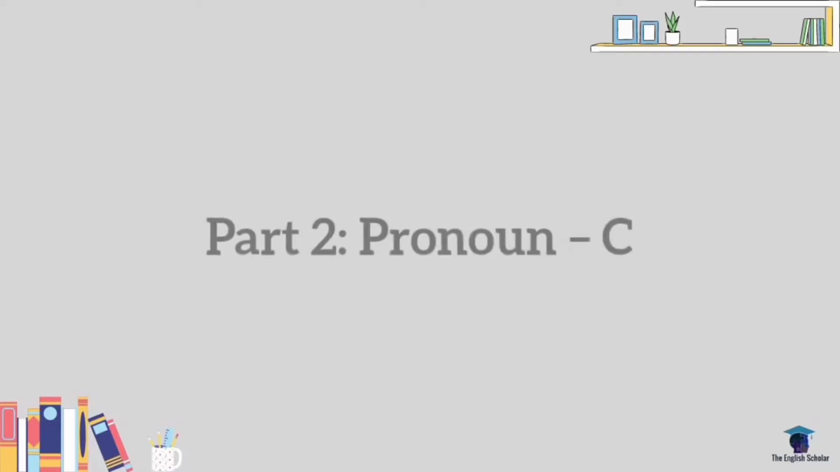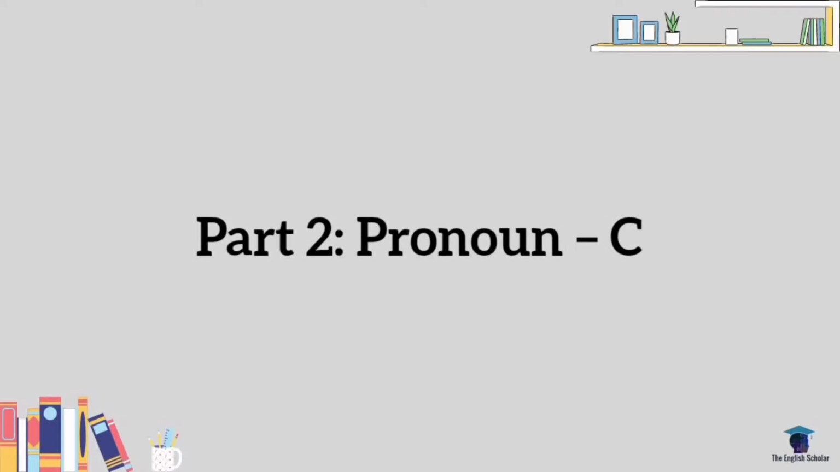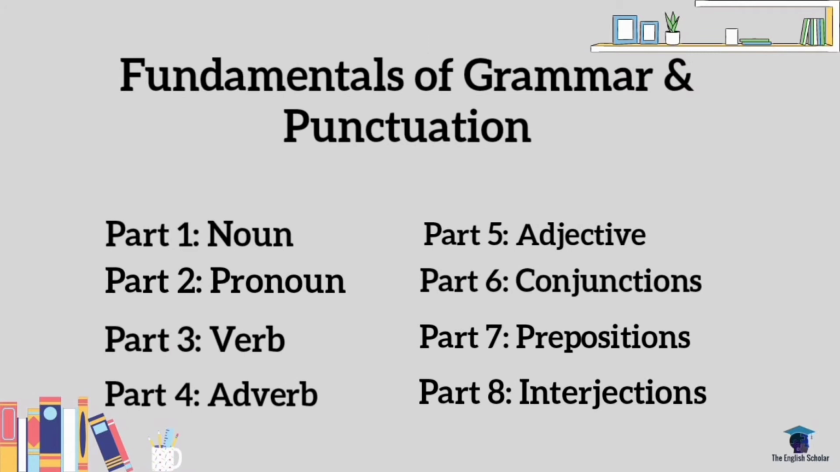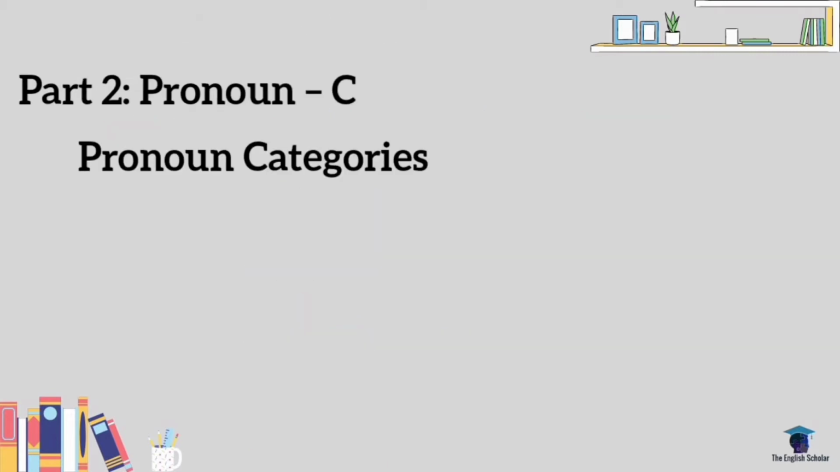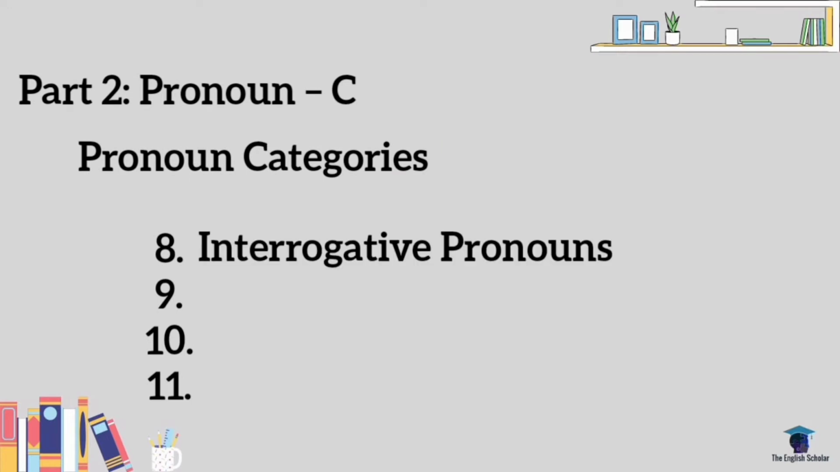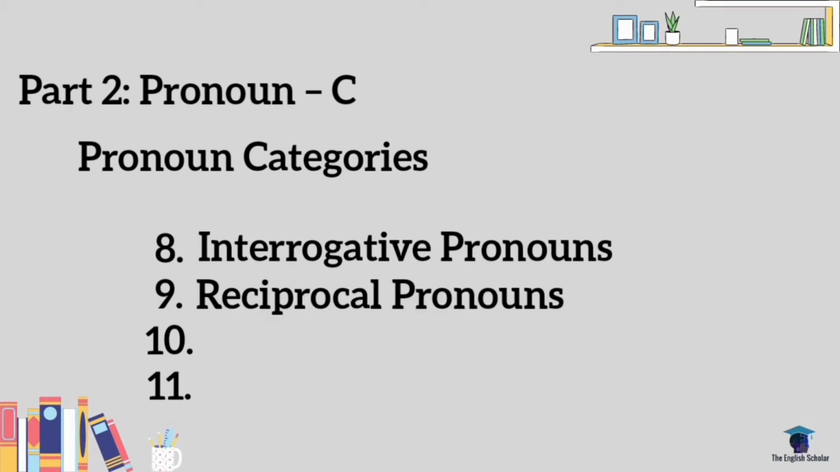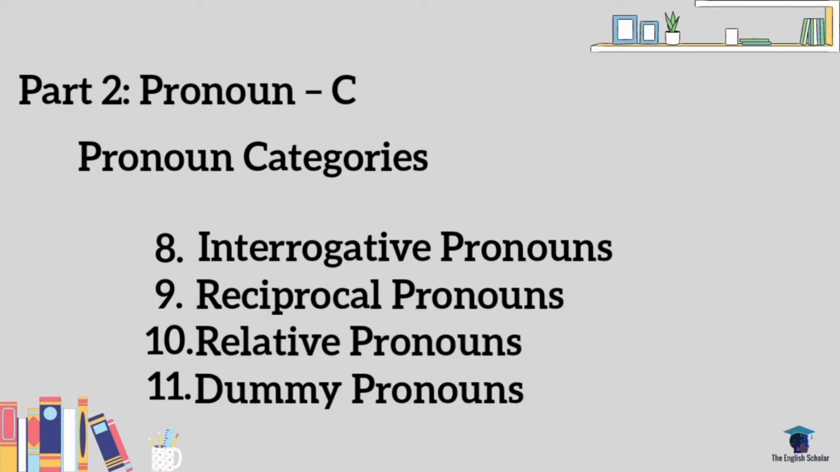This video is the continuation of our official Part 2-B in Fundamentals of English Grammar and Punctuation series. In the last two videos, we learned the functions of pronouns and discussed 7 of its 11 categories, namely gender, number, personal pronouns, reflexive pronouns, demonstrative pronouns, intensive pronouns, and indefinite pronouns. In this video, we are going to discuss the remaining 4, and those are the following. We have interrogative pronouns, reciprocal pronouns, relative pronouns, and dummy pronouns.